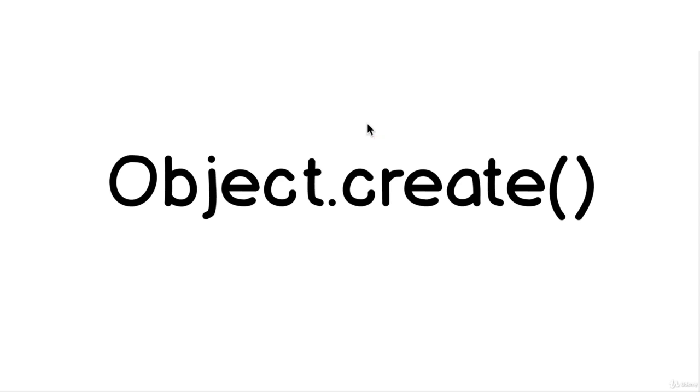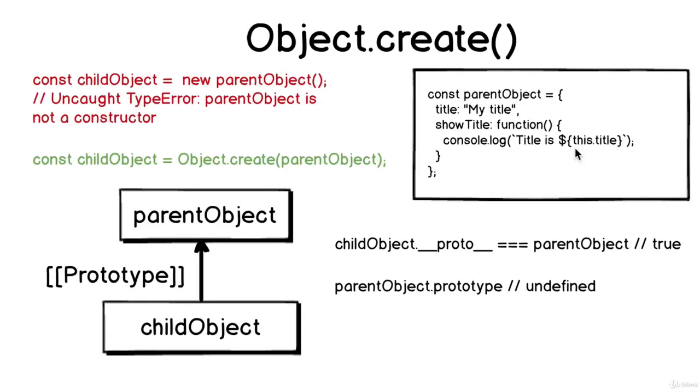What does it mean? You create a new object and set its prototype equal to the object that you pass here as an argument. So, in other words, you create a prototype chain, but you do that manually without using prototypes. Let's look at this example.